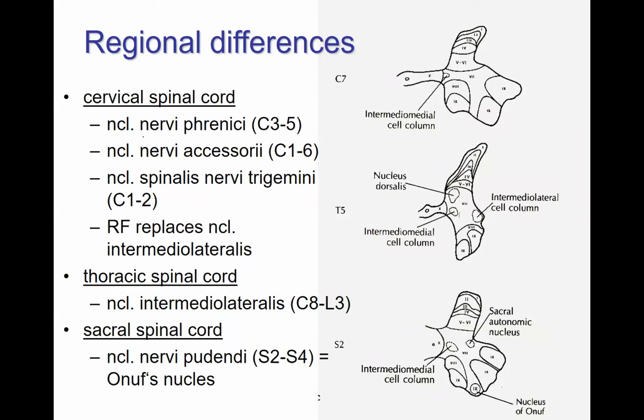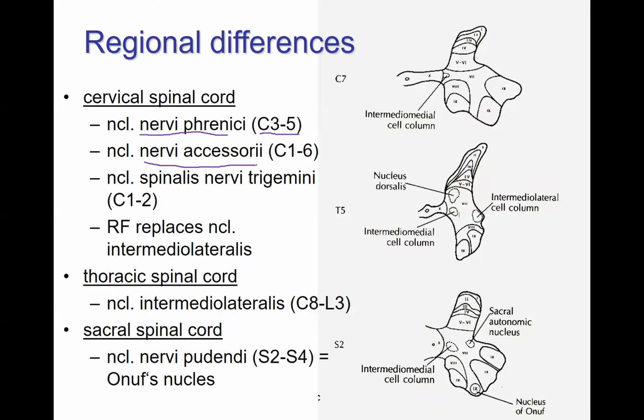The regional differences. Yeah, phrenic nerve. You know, the phrenic nerve comes from segments C3 to C5. It supplies the diaphragm. It's important for our life. If you have a spinal cord injury above C3 or C4, then you are not able to breathe, and artificial breathing, ventilation, should be used. So this is a nucleus which you have to know.